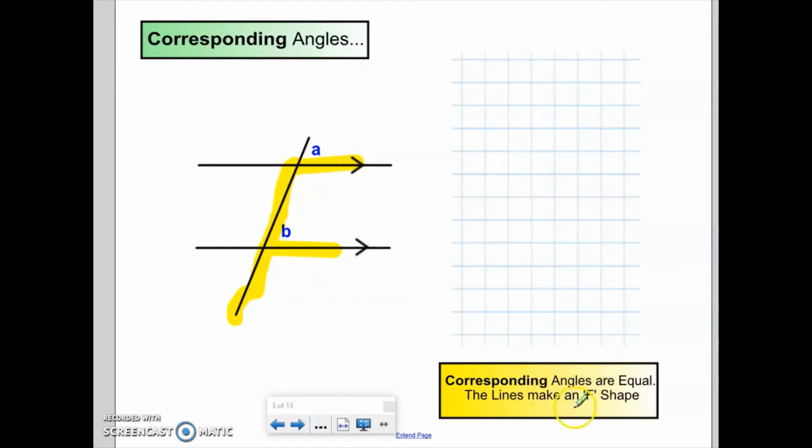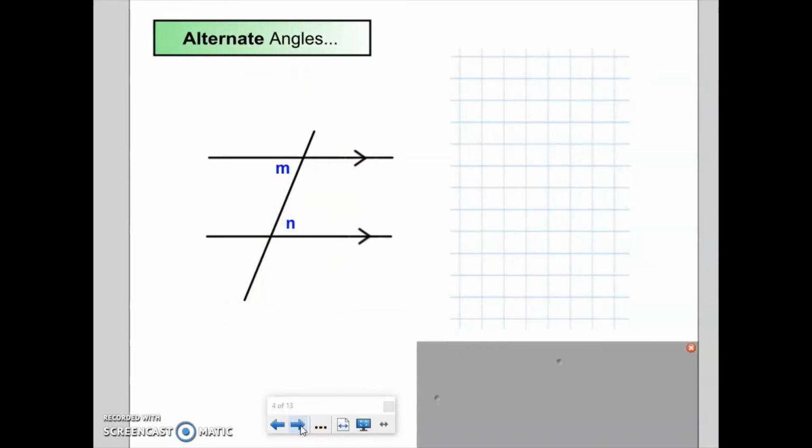We can remember them by thinking of F angles. However, mathematically speaking, and when it comes to exams, we would always use the mathematical wording, which is corresponding angles are equal. We then have alternate angles. So again, the angles of M and N are equal.